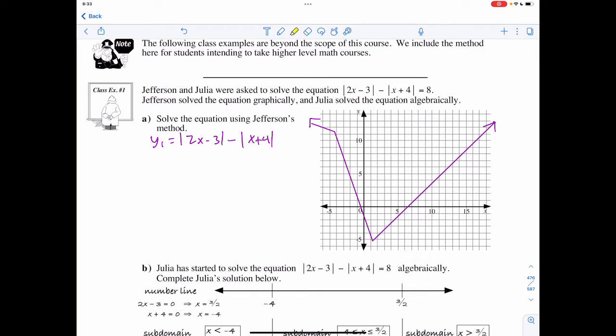I can see that there's two turning points that occur, and those both occur on the x-intercepts, or the zeros, of the absolute values. I'm going to put in my second equation, where y2 is equal to 8. And then I'm going to solve for where those intersect.